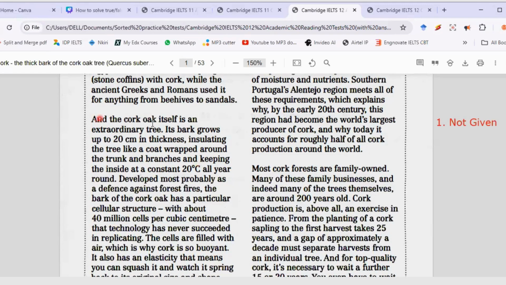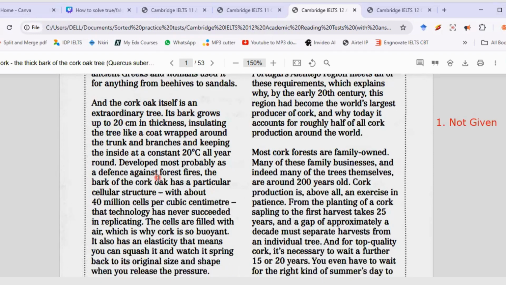Next paragraph. And the cork oak itself is an extraordinary tree. The bark grows up to 20 centimeters in thickness. Somebody says, thickness, is that not thickest? No, it's not thickest. Thickness is different from thickest. Don't get it twisted. Go and check your dictionary. Thickness is basically telling us how thick something is. Thickest is a comparative word. I'm comparing something with another thing. Again, we are not seeing anything that compares this bark to another bark. Its bark grows up to 20 centimeters in thickness, insulating the tree like a coat wrapped around. So I'm looking for this synthetic issue.